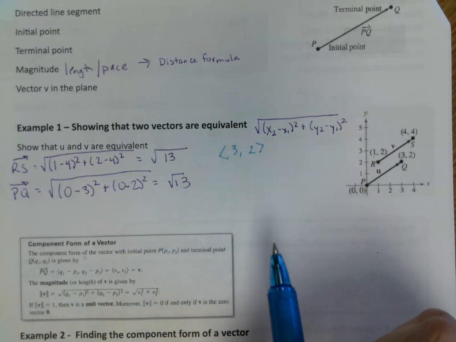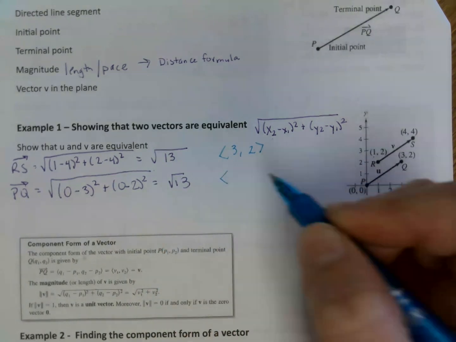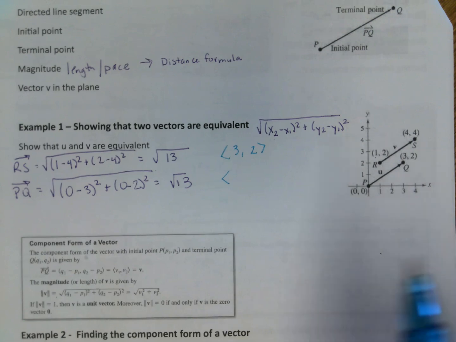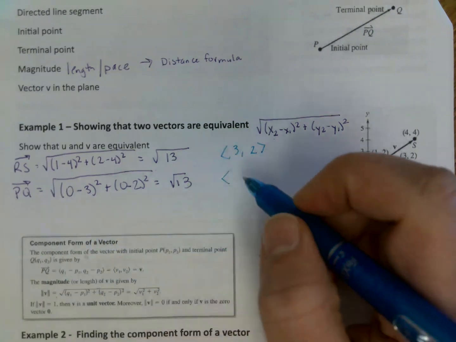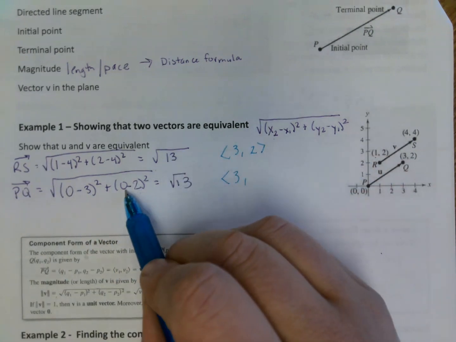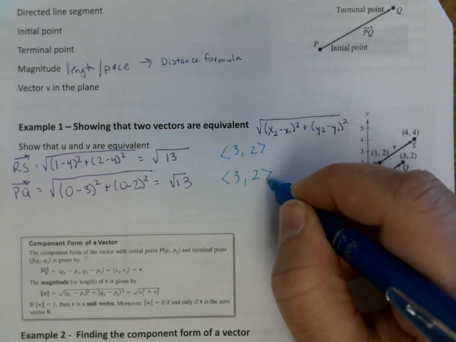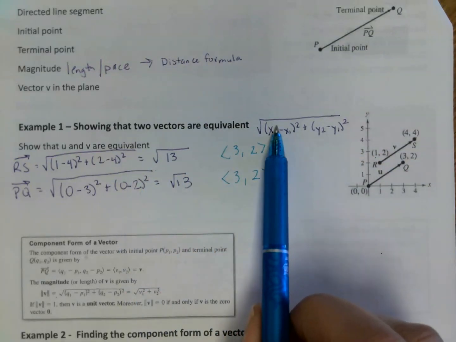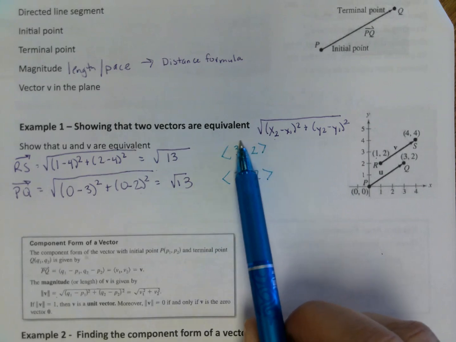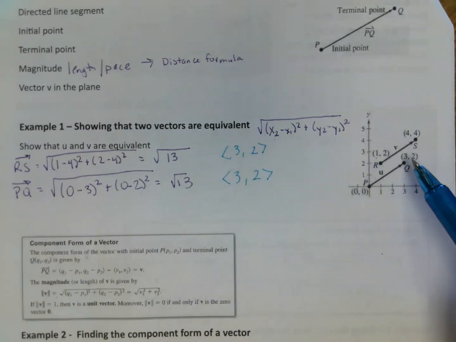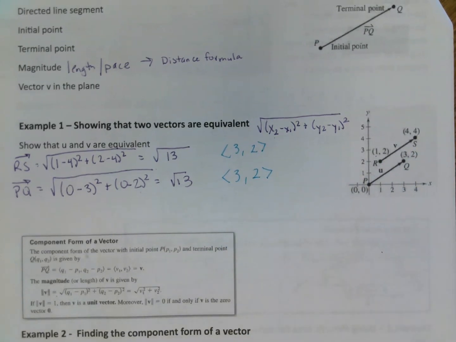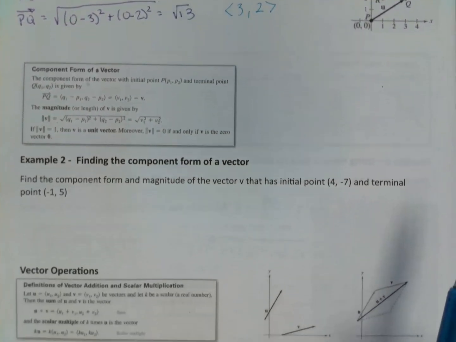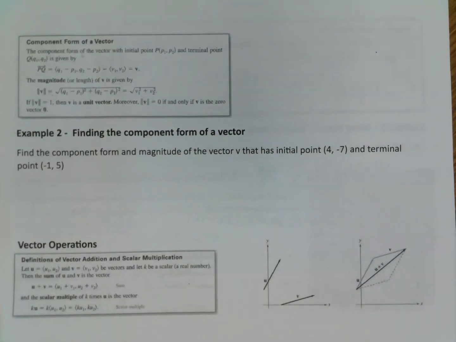If our component forms are equivalent, then that means our vectors will be equivalent. So 3 take away 0 is 3, and 2 take away 0 is 2. Again, you can do this either way, x2 minus x1. So these are my component forms for RS and PQ. So if you look at example 2 right here, it's saying find the component form for these 2 points, my initial point and my terminal point.